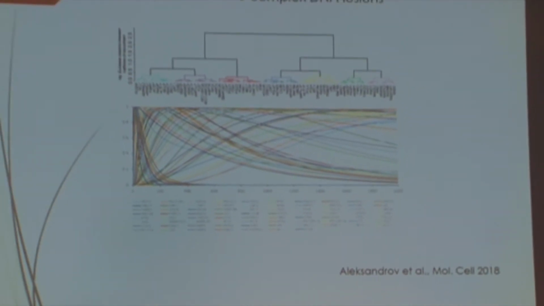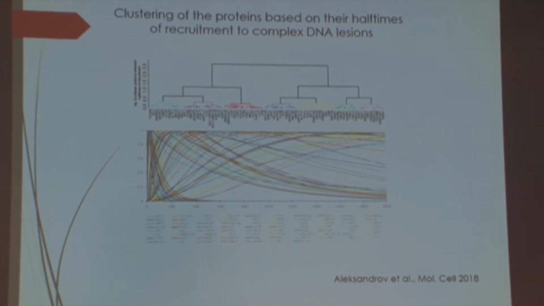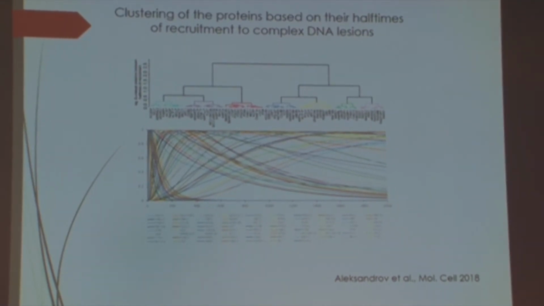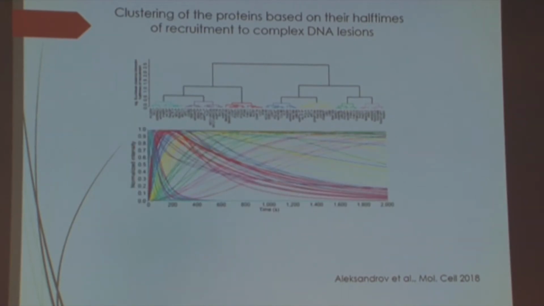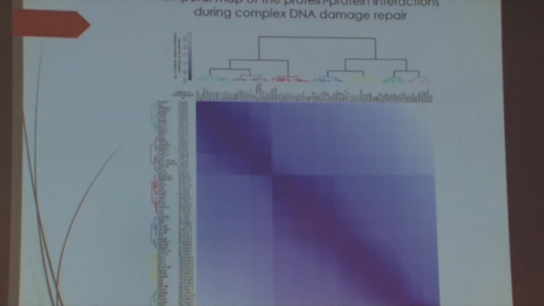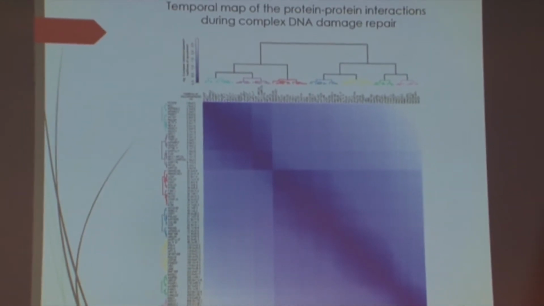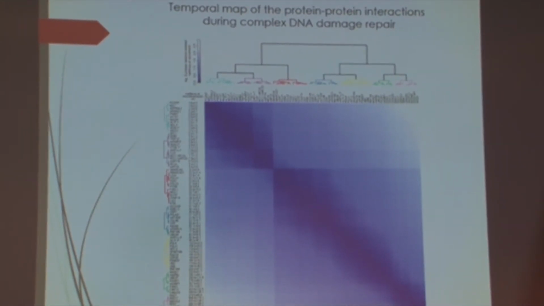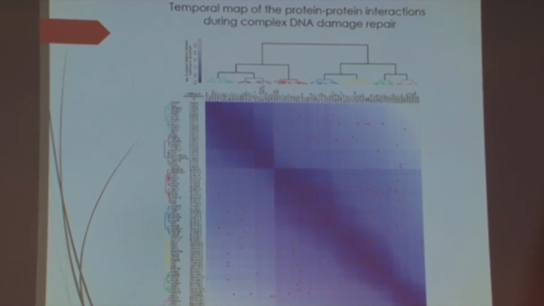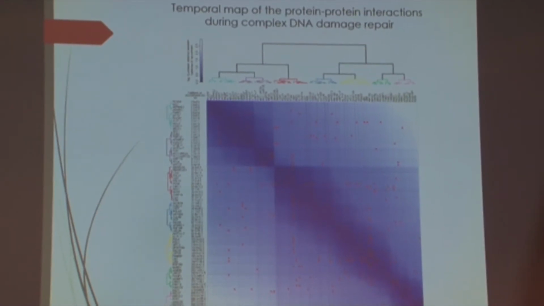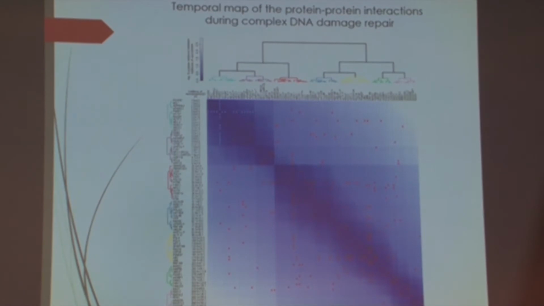After that, we cluster all these proteins on the basis of their half-life of recruitment, and we obtain several clusters. We overlay our kinetic data with the available protein interactions to obtain a temporal map of the protein interactions during complex DNA damage repair. And what we saw is that we have some master regulators which interact with most of the proteins in a given period of time.